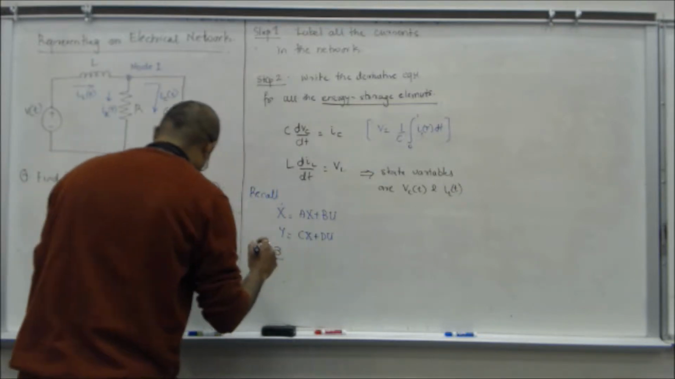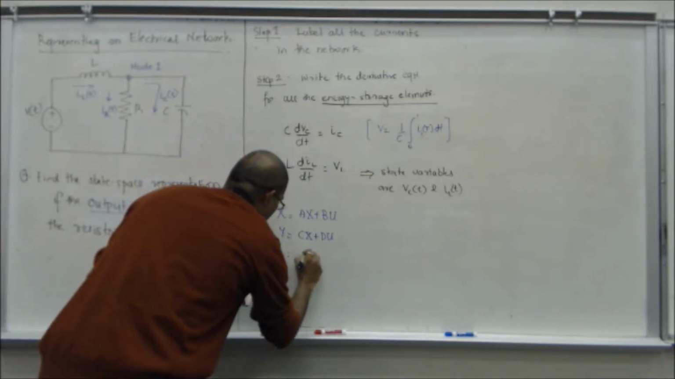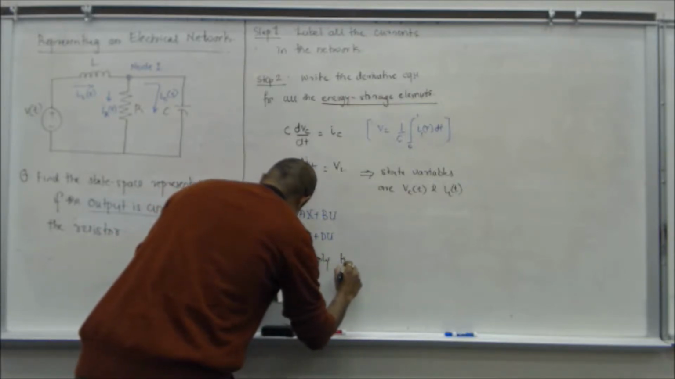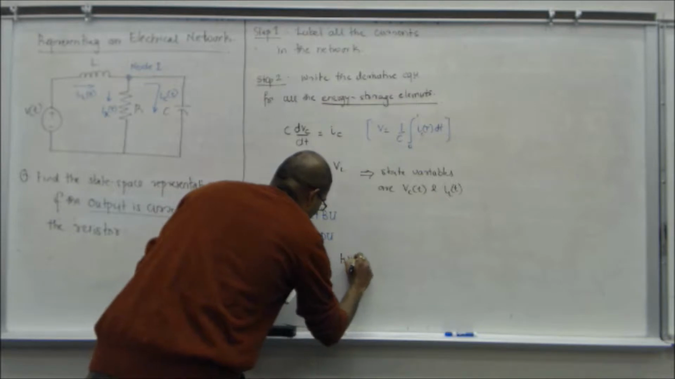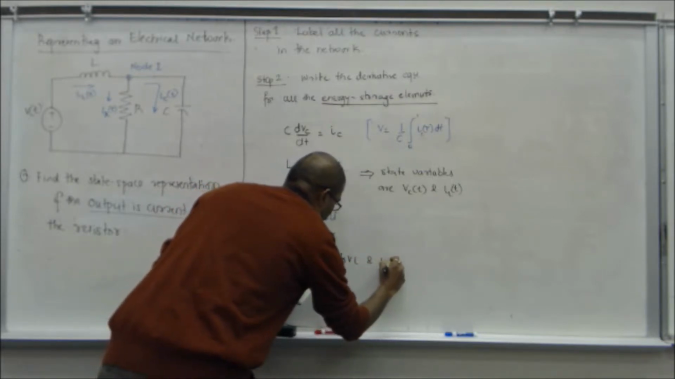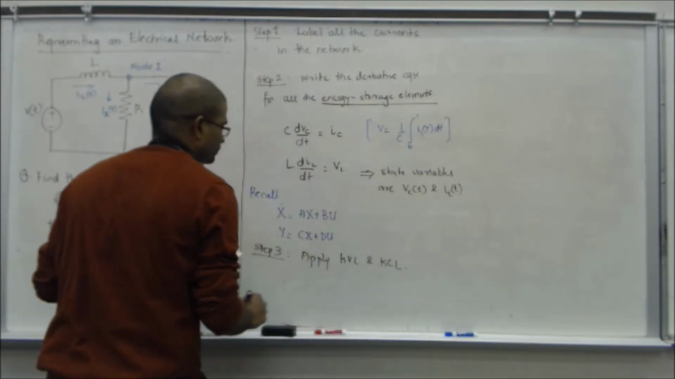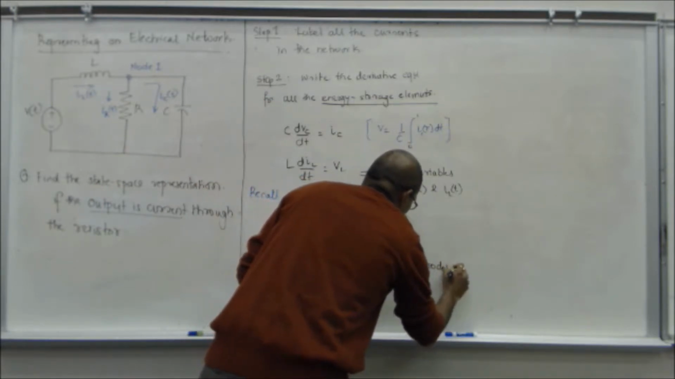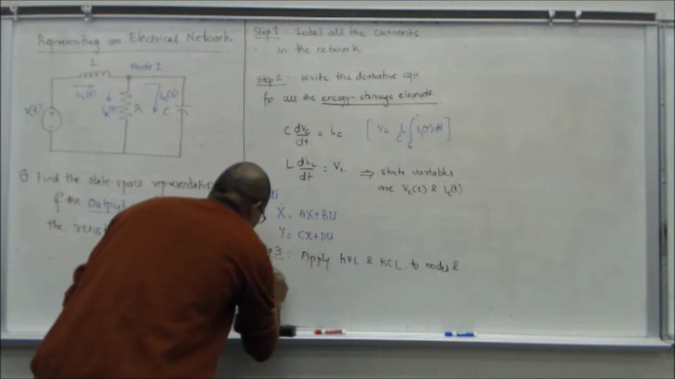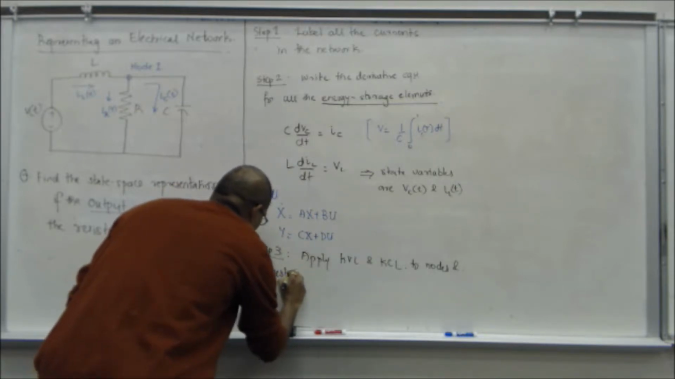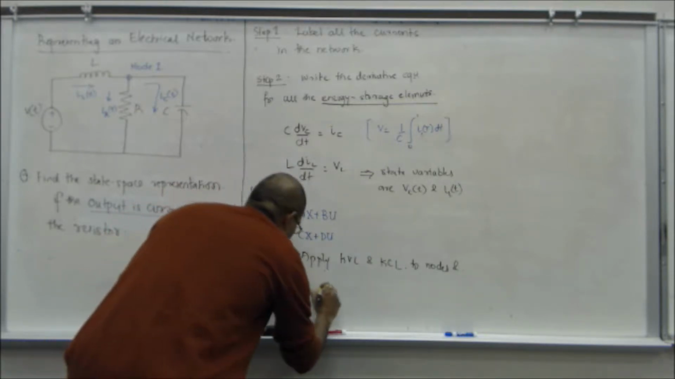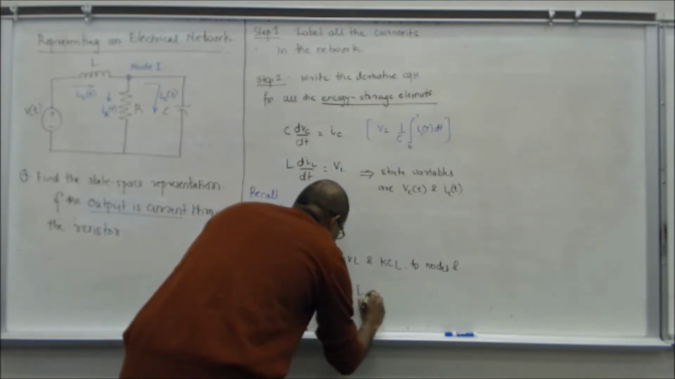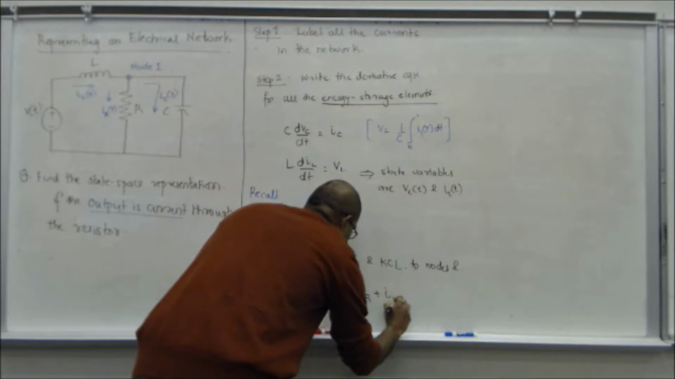IC, applying Kirchhoff's KVL and KCL to nodes and meshes. So the first one is, you can say IC is equal to minus IR plus IL.